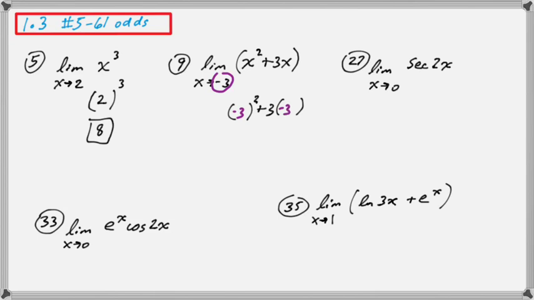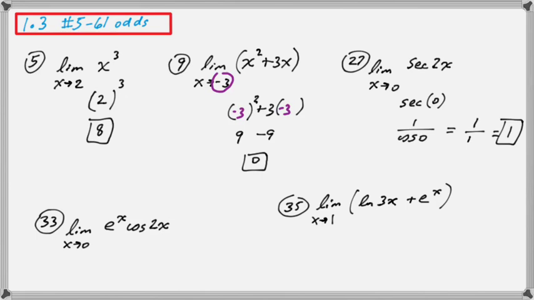When you square a negative, it becomes a positive. The result here is 0. 27, if you put in a 0, gives you the secant of 0. Secant is 1 over cosine. Cosine of 0 is 1, which makes it 1 over 1, or 1.